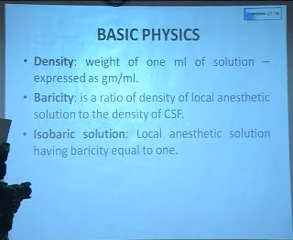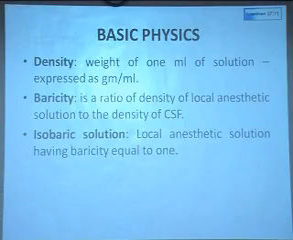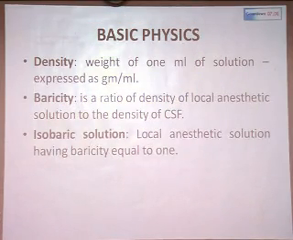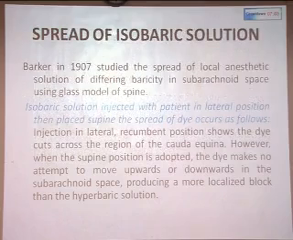Some basic physics. Density is the weight of 1 ml of solution expressed as gram per ml. Baricity is the ratio of density of local anesthetic solution to the density of CSF. Isobaric solutions are solutions having baricity equal to 1.